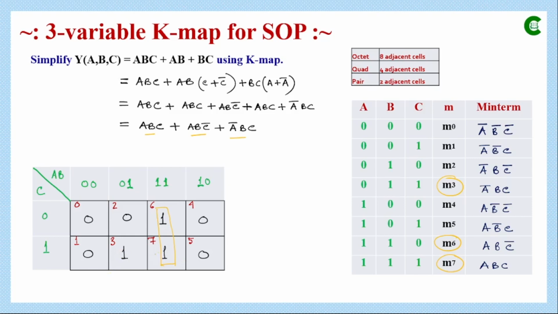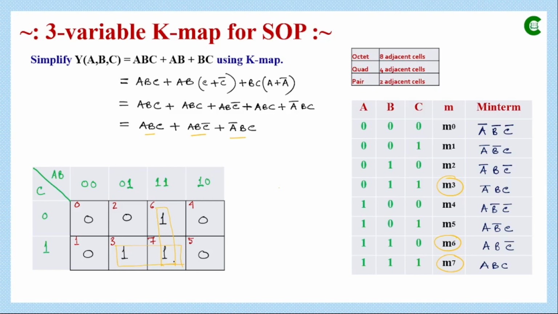So though this one is already part of this group, since this one is not yet part of any group, by taking this one and this one we can form a new group. Now after completing the groups, the next step is simplification, and that we will do group wise.